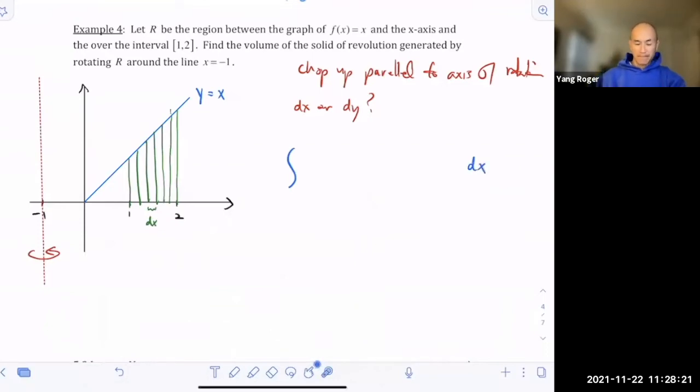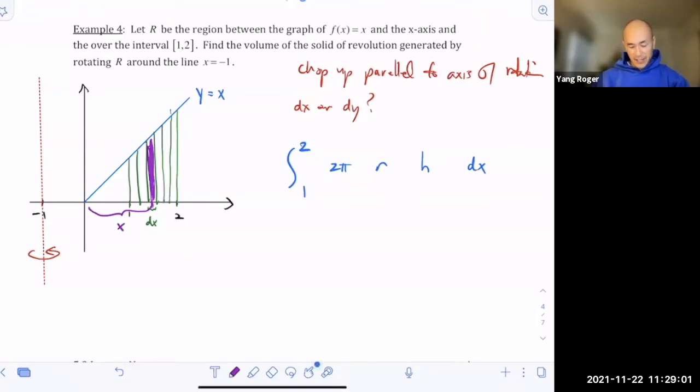According to this picture, what's the smallest that x could be? 1. What's the biggest that x could be? 2. It's going to be 2 pi times the radius times the height. The distance from here to here, let's say that we're looking at this shell right here. The distance from here to here is x.